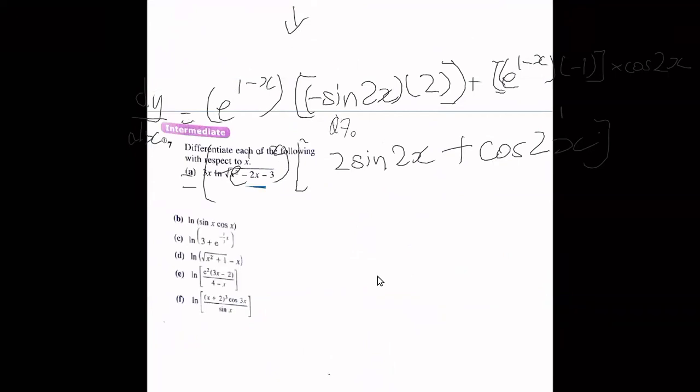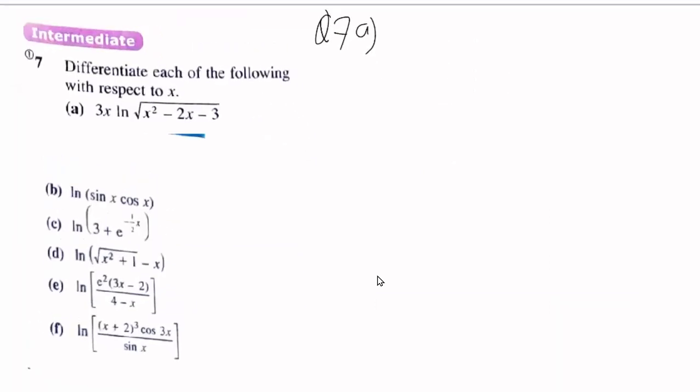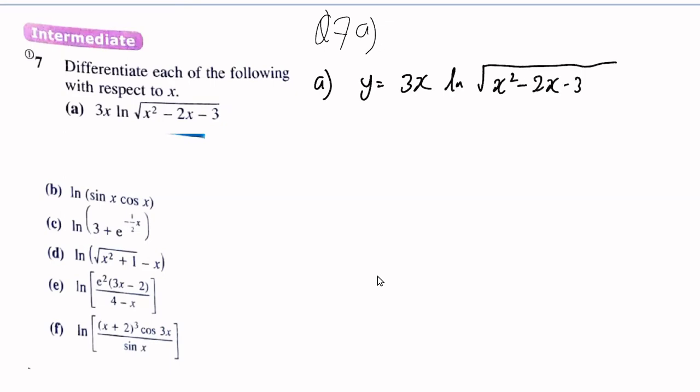Okay, let's try question 7a. Shall I demonstrate first? Yeah, sure. So part A, the key is to realize that you have a logarithm and a square root. That means the square root, before you differentiate, you can rewrite it as power half. So when you have a power, you can just bring it in front.